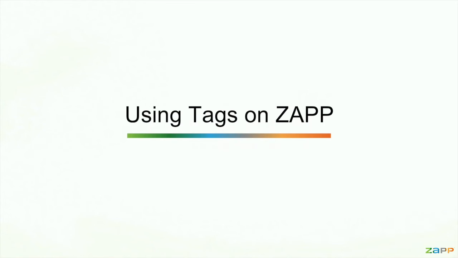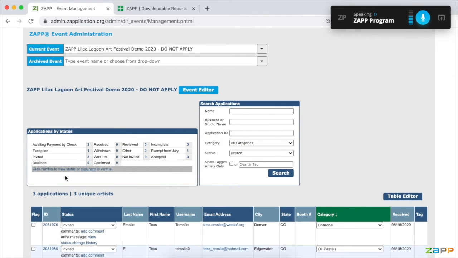The early tags that we saw used on ZAPP were things like emerging artists or local artists. I've seen both of those used pretty frequently because some events have different requirements for local artists. So maybe they get preferential treatment in some way, or they need a certain percentage of local artists in their event. So they'll tag local artists as they come in.